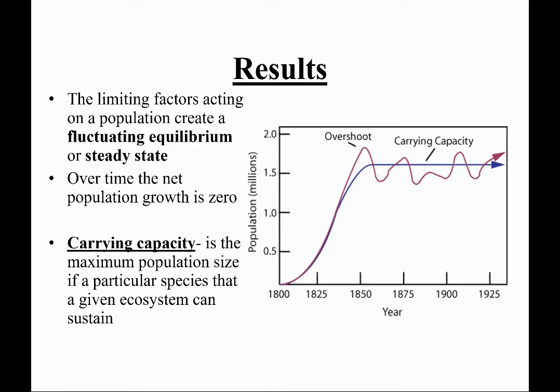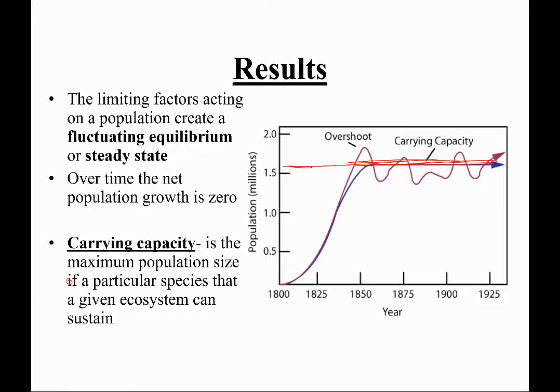Carrying capacity is the maximum population size of a particular species that a given ecosystem can sustain. So that would be right there. There's that carrying capacity right there. It's just over 1.5 million. And those are the slides on populations.